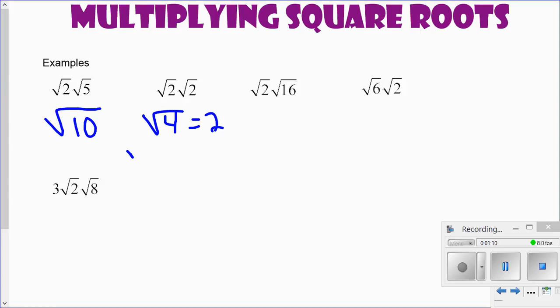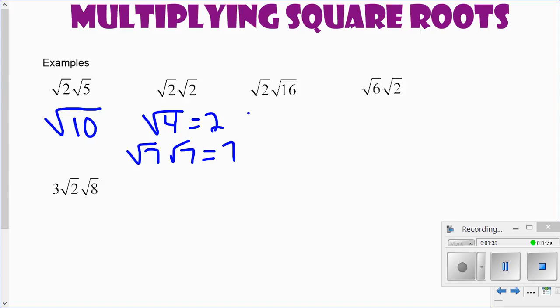So if I had the square root of 7 times the square root of 7, I know that that's just 7. The square root of 100 times the square root of 100, that's 100. You get the idea. So next problem, square root of 2 times the square root of 16. Well, before I go ahead and multiply those, you really always should check to make sure that the square roots can't be simplified. And I'm seeing 16 is a perfect square.